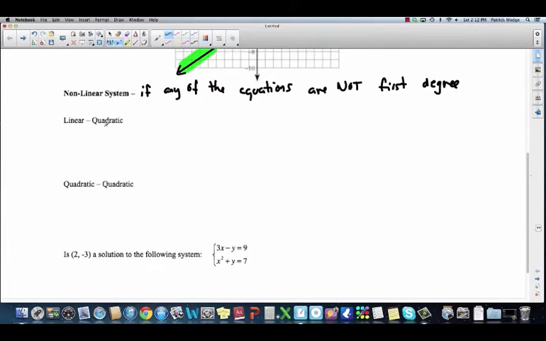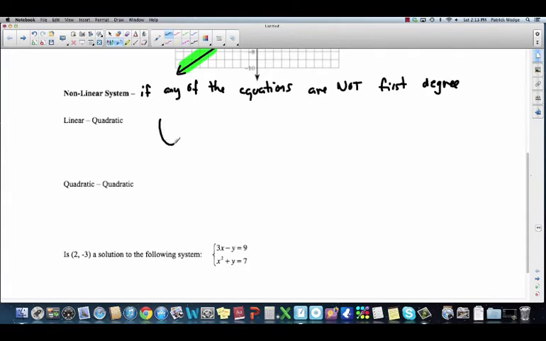So you got two cases we're going to look at this year. We're going to look at linear quadratics and quadratic quadratics. Linear quadratic is when you have one line and one parabola. So what are the possibilities? Like how many solutions could you have? Well, let's think of this here. Could you have no solution?